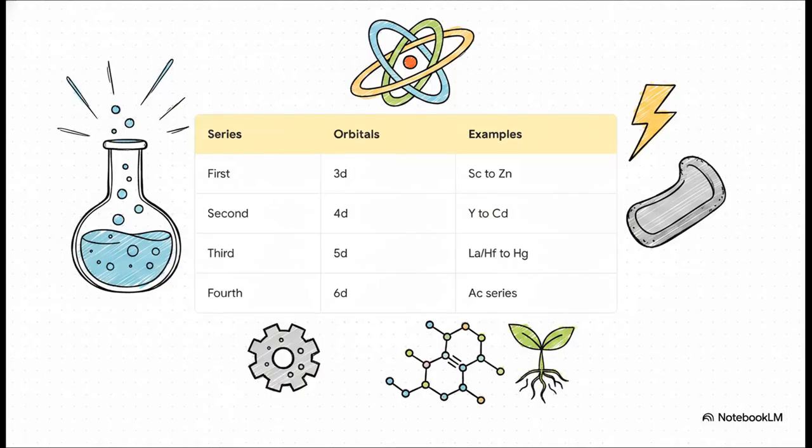These elements occupy groups 3 to 12, and they're divided into 4 distinct series. But I want you to pay special attention to the first transition series, which fills the 3d orbital and spans from scandium to zinc. Because of their immense industrial applications and huge biological significance, this specific row of elements is arguably the most important series in all of chemistry. Truly understanding this one row unlocks the secrets of so much of our modern world.